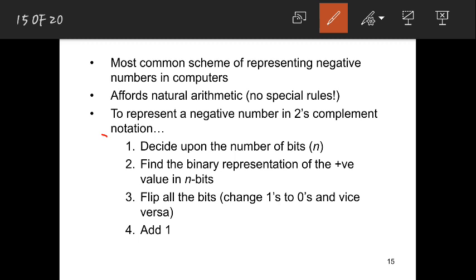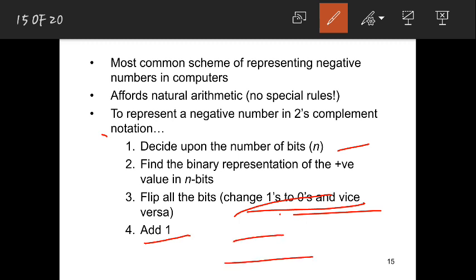So decide upon the number of bits, and find the binary representation of the positive value in n bits. If they give you any other format, just write it in whatever number of bits they have given. Next, make the 1's complement, changing 1s to 0s and 0s to 1s, and add 1 to that, and you will get the result. Generally, we use 2's complement to write a negative number in computer language, in your machine languages, so that you can understand.